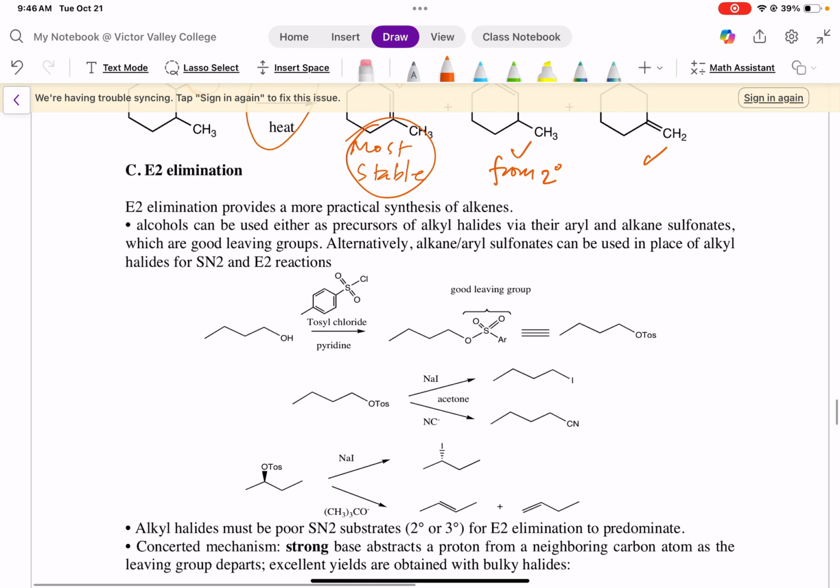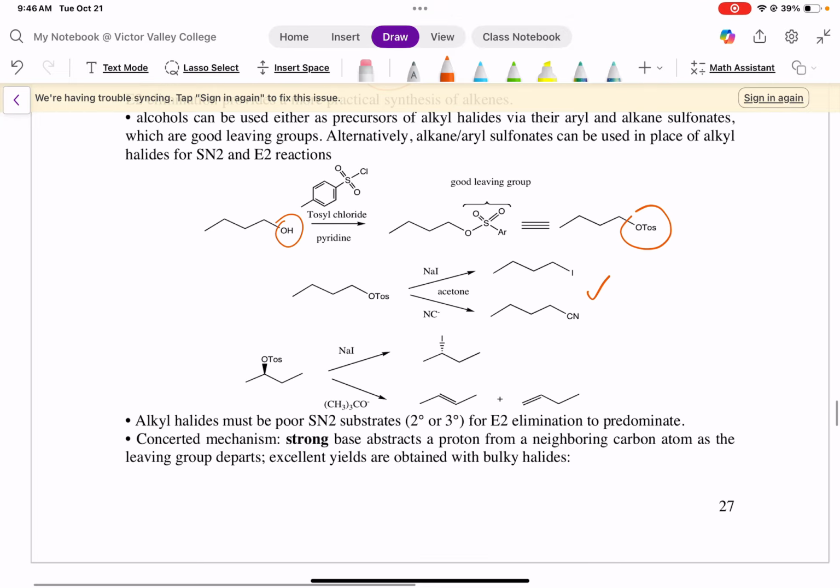Here are a few other examples of E2 eliminations. OH can turn into water, OH2, a good leaving group, but we can also connect it to a tosyl. This is tosyl chloride, and tosyl is an excellent leaving group because it's so bulky. It's got a benzene ring with SO2, so you can do substitution or replacements with the right nucleophile.